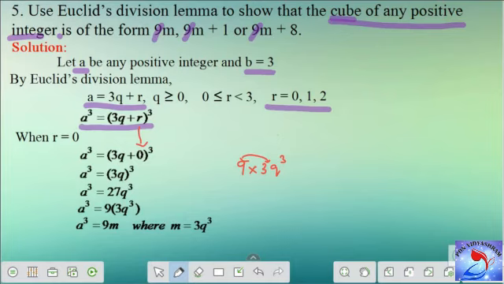Now I need to express the expression in the form of 9m. I don't need to have such big terms like 3q cube and so on. So I'm going to replace the entire thing with some variable called m, where m takes the value 3q cube for this remainder. So a cube is equal to 9m. So I am able to express the cube of a positive integer in the form 9m. Now I should not stop with this because I got one answer. I need to check for the other two remainders also.